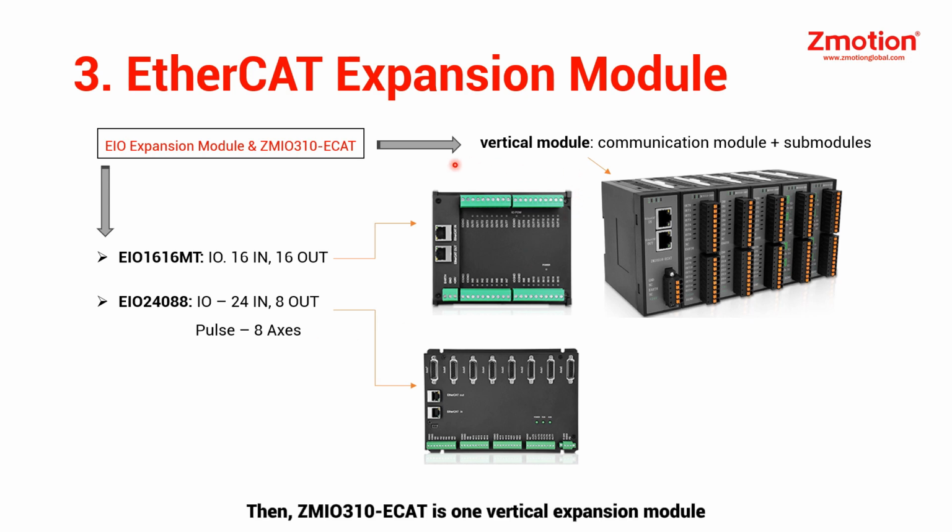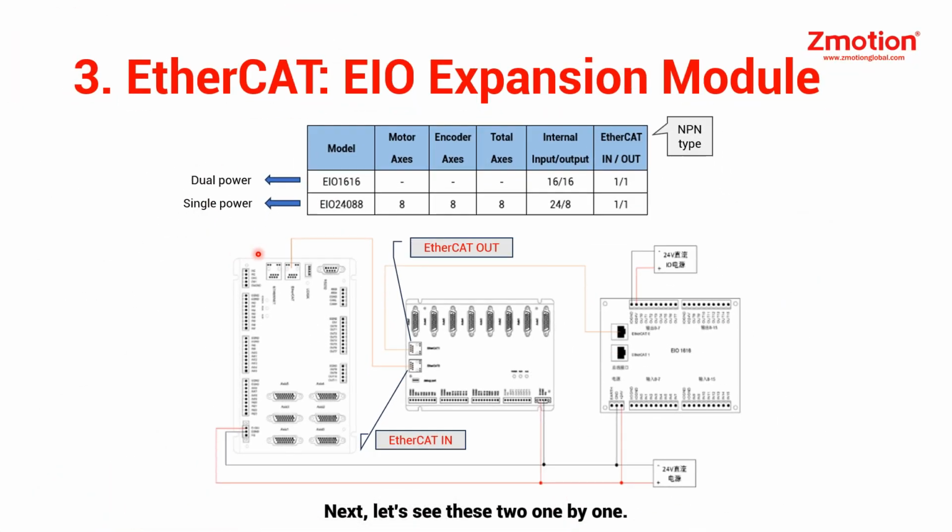Then ZMIO 310 ECAT is one vertical expansion module. It can extend digital I/O and analog. And please note for EtherCAT communication, STP should be used. It can ensure data transfer with good quality. Next, let's see these two one by one.